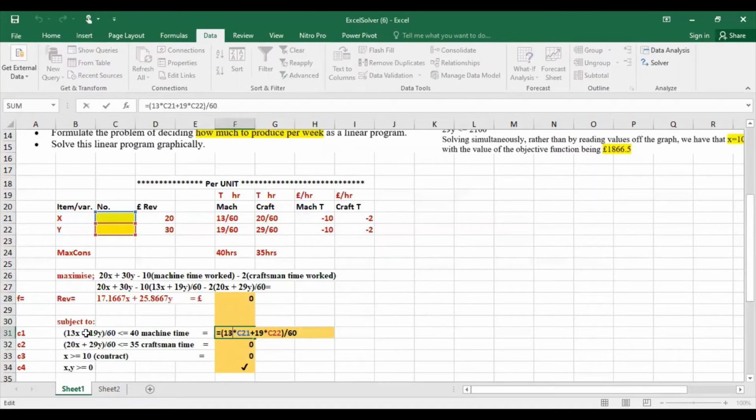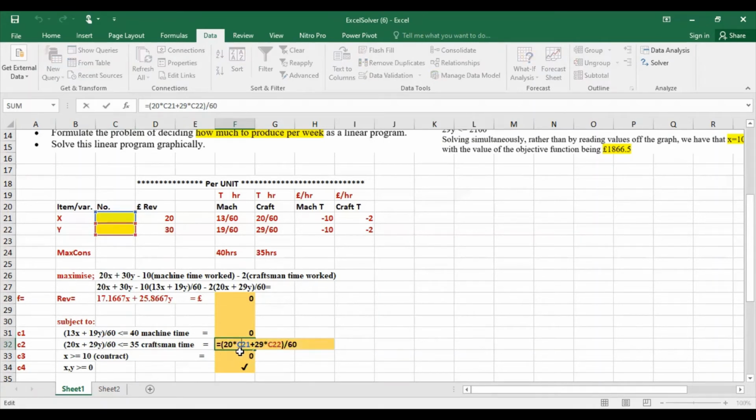Then you are going to apply the formula here. What is it? 13x plus 19y. So 13 into x, where x will be this cell, plus 19 asterisk C22, this one cell, divided by 60 because you are going to convert it into hours.